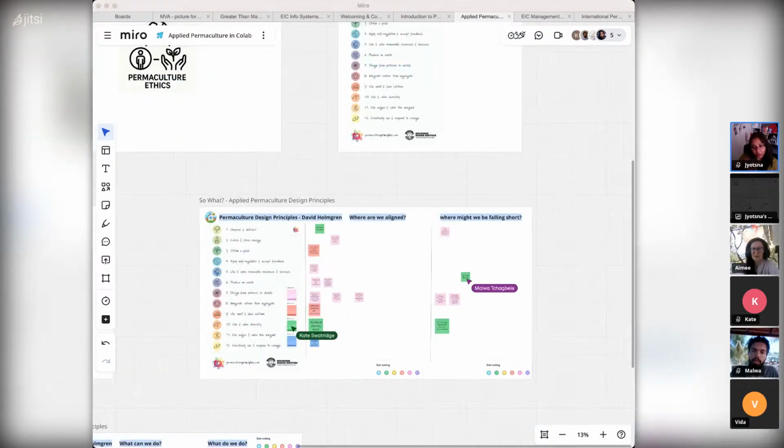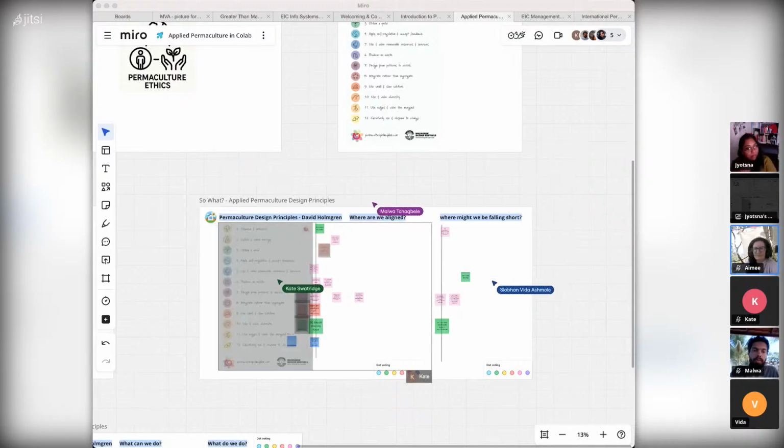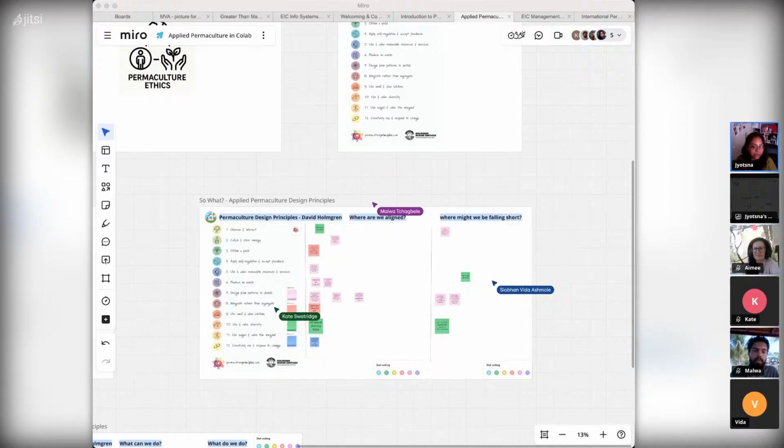Could you talk a little bit into your post-it, what you just wrote now, Malwa? Malwa was getting ready to talk. I will encourage you to move into the second column where we might be falling short. These are perhaps the challenges you see or places that can use some of the work that's happening in other areas of the CoLab, other teams, other projects of the CoLab.